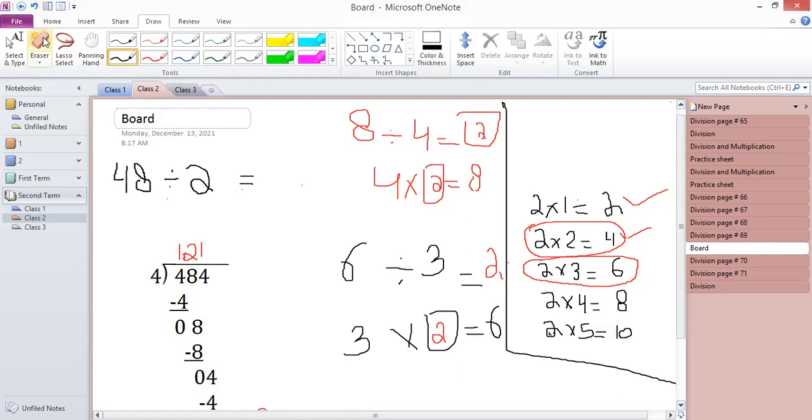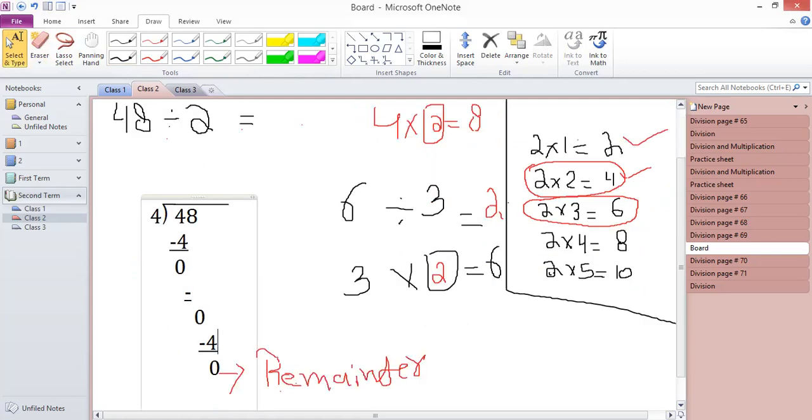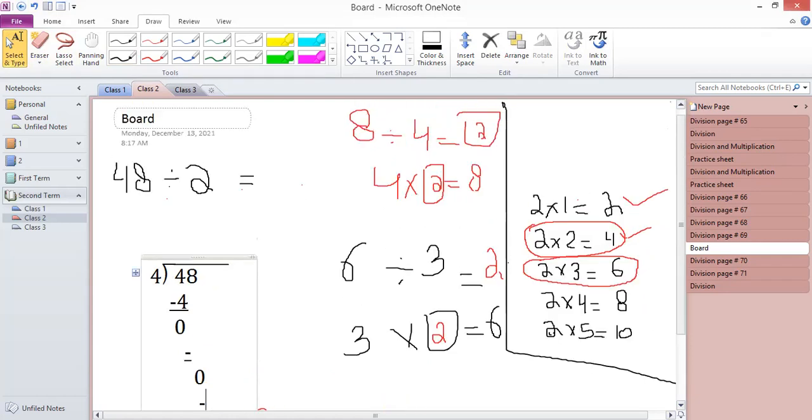Okay, so 48 divided by 2, guys. How will you divide 48 by 2? I told you that there are certain steps you have to follow to complete that division. The steps are very simple: you have to divide one digit at a time, one by one. So 2 is outside, 48 is inside.